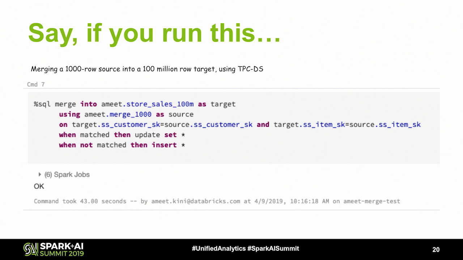Before we go further, I'd like to use a driving example, and I use the familiar TPC-DS schema. In particular, I'm using the store sales table, where every record is a sale made in an online store. I've got, as my target table, a 100 million row store sales table that I'm trying to merge into. And on the left, I've got a 1,000 row source table with the same records that I'm merging into. And I do this merge, and as you can see, it's taking about 43 seconds in this case. And you may want to know, well, where are those 43 seconds going?